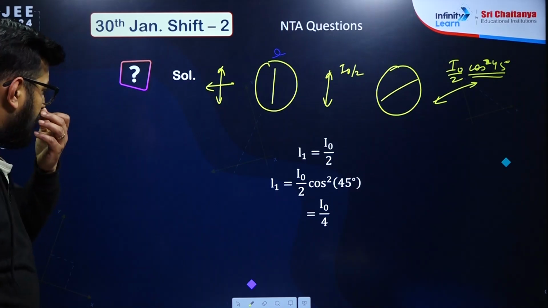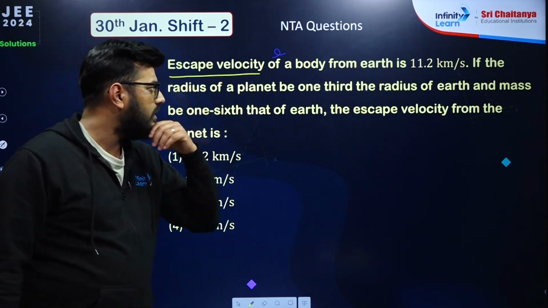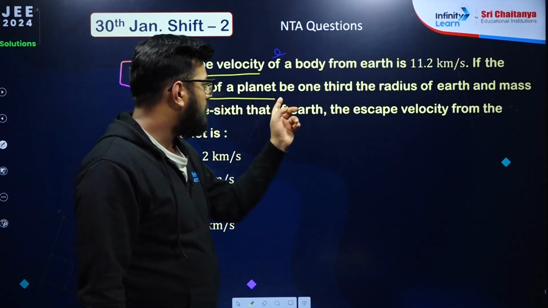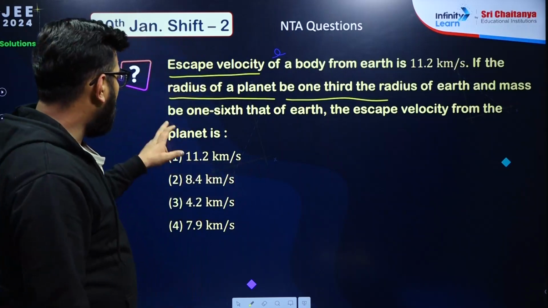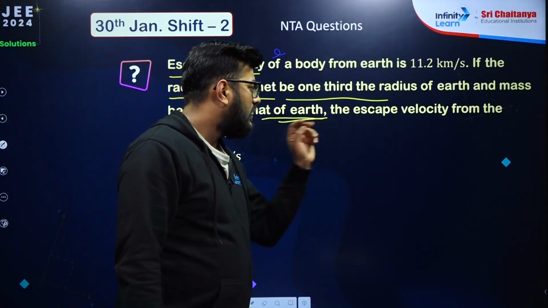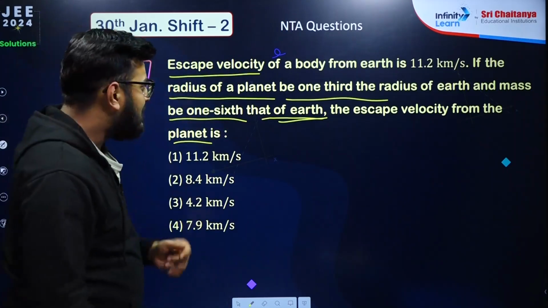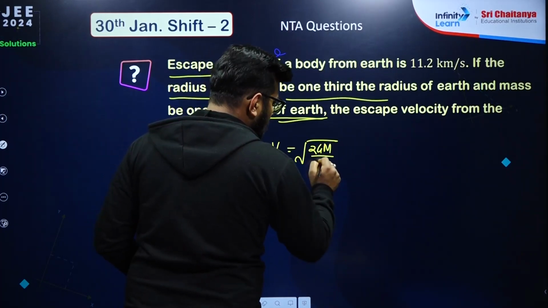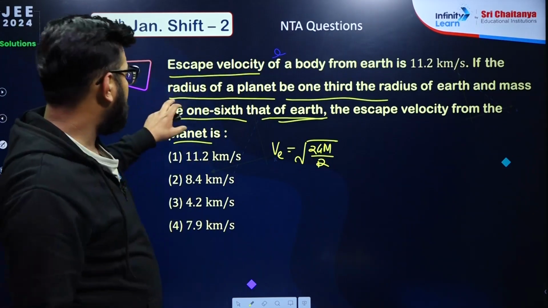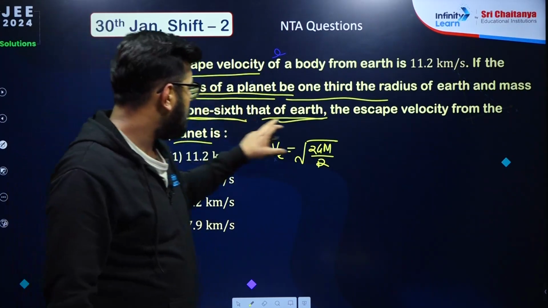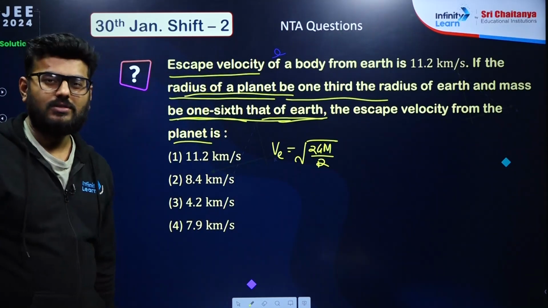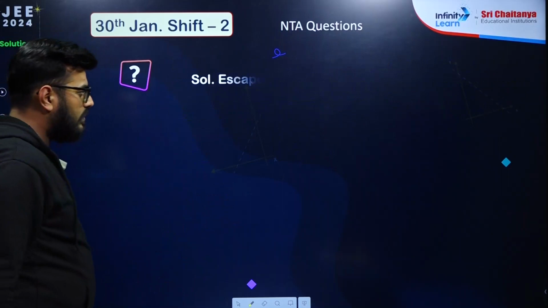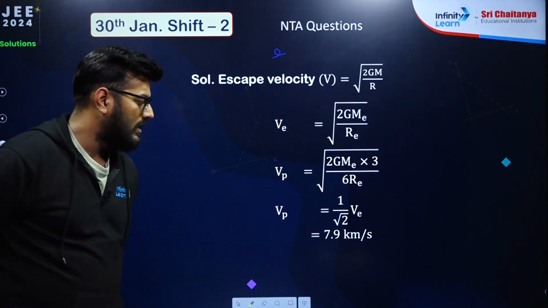Right. Moving ahead to the next one. The next question is: escape velocity from the gravitation of Earth is 11.2 kilometer per second. If the radius of a planet is 1/3 the radius of Earth and its mass is 1/6 that of Earth, the escape velocity from the planet is. Basically, escape velocity is under root of 2GM upon R. Now they're changing the radius and the mass of the planet, and they're asking about the escape velocity. Simple problem based on this explanation, and obviously option number 4 is the correct answer over here. The explanation is in front of you. It's a very standard case.